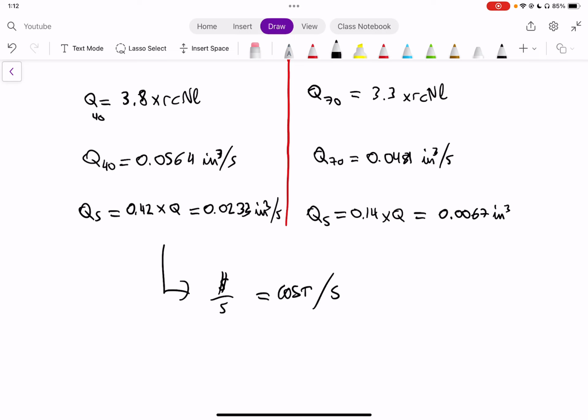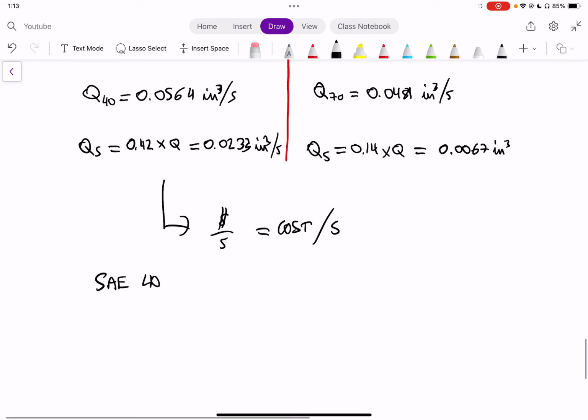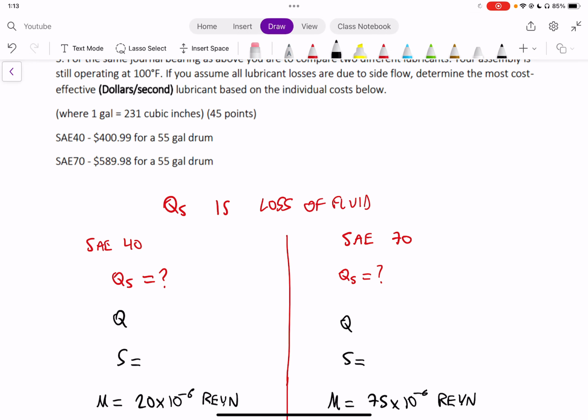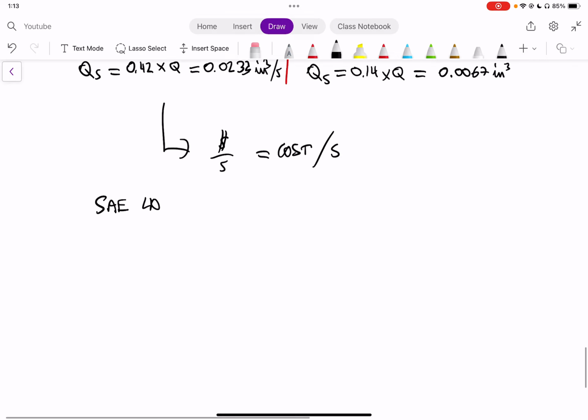So I need to convert some information in order to get to whatever I would have for SAE 40 and for SAE 70 after. In the question, we're given that 1 gallon is 231 cubic inches, and we know what a 55-gallon drum costs for each. We see that SAE 70 costs more, but we might save because we have less QS. So now it's about converting inches cubed per second into cost per second, essentially.